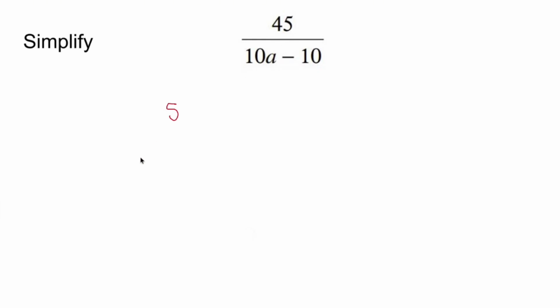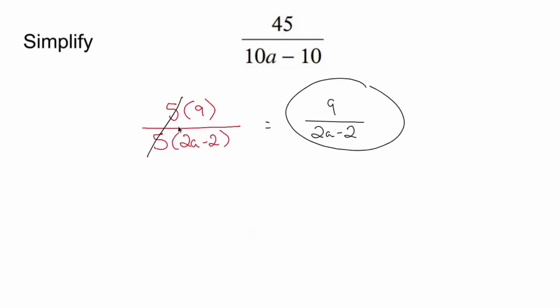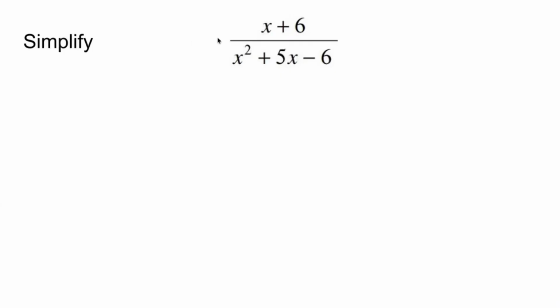So if I factor a 5 out of 45, I'm left with 9. If I factor a 5 out of 10a minus 10, that leaves me with 2a minus 2. Those cross out, like so, and our final answer is going to be 9 over 2a minus 2. And that's your answer.